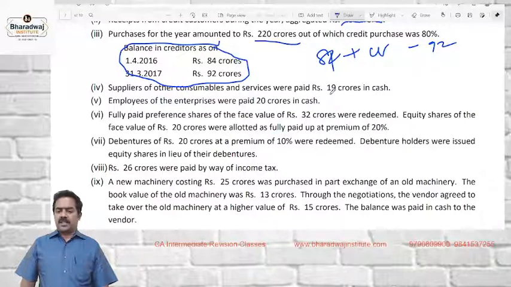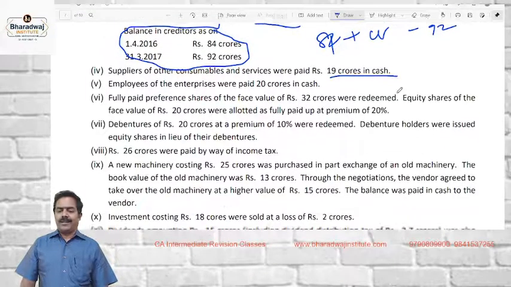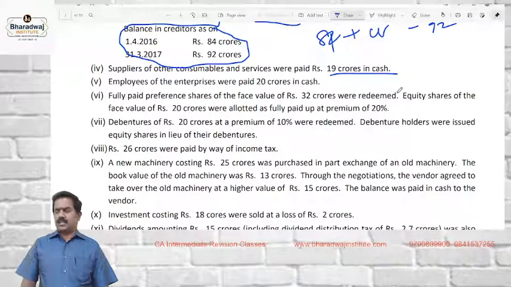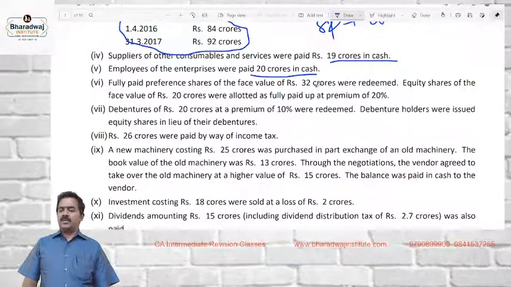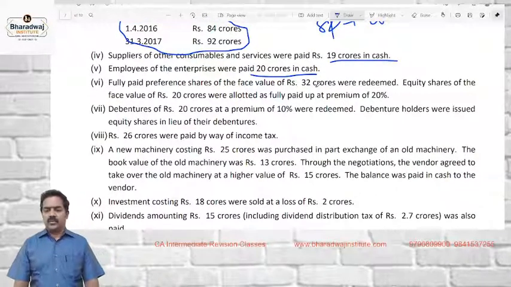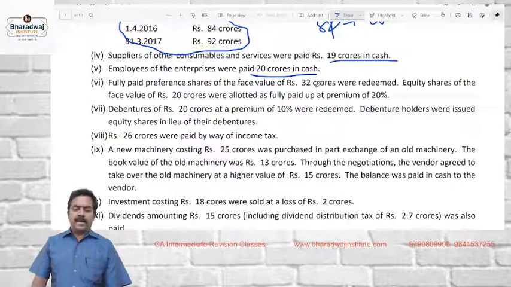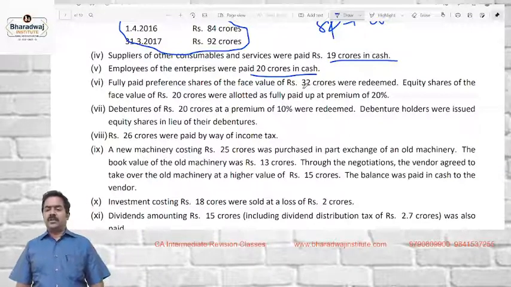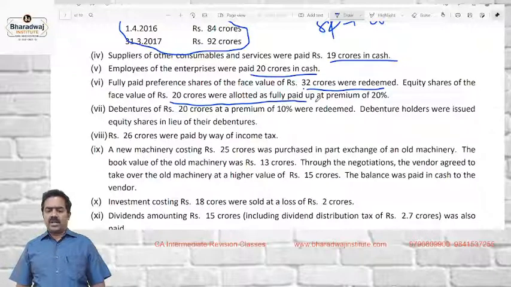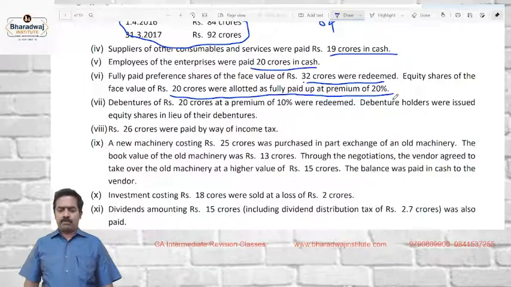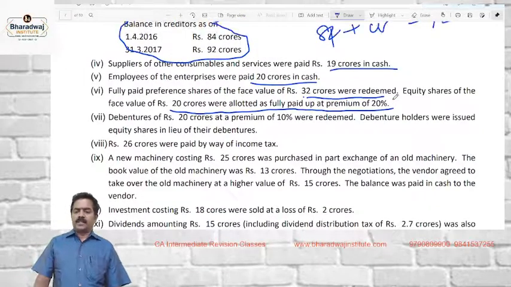Suppliers of other consumables are paid what? 19 crores in cash. That will come in operating activity outflow. Employee salary will come in what? Operating activity outflow. Look at fully paid preference shares of face value 32 crores redeemed. What is given? Equity shares of face value 20 crores was allotted at fully paid premium of what? 20%.